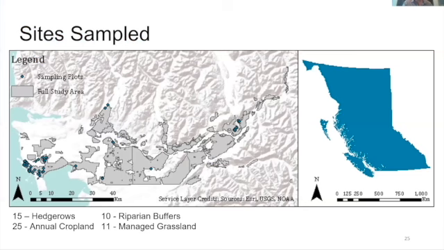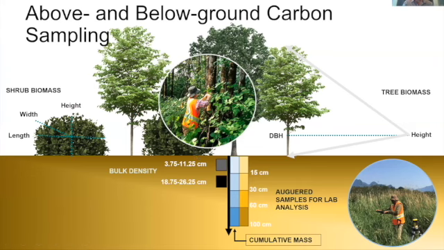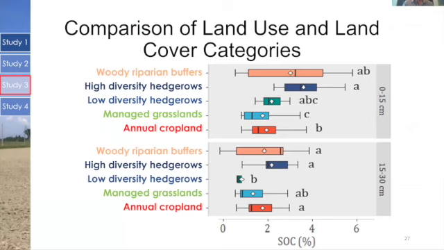So she was looking at the value of carbon in hedgerows and riparian buffers, these field edge beneficial management practices. So again, same study area, sampled all across the valley. In this case, she sampled soils down to 1 meter and the above ground vegetation. She had some very interesting results. So this is showing the soil organic carbon for woody riparian buffers, high diversity hedgerows, low diversity hedgerows, compared to managed grasslands and annual crops.